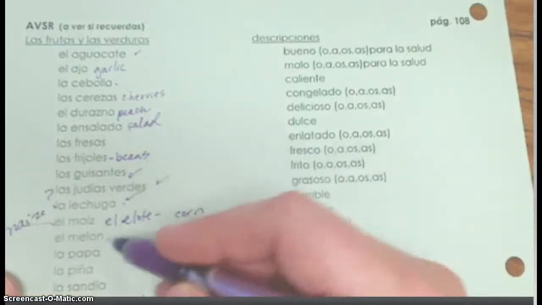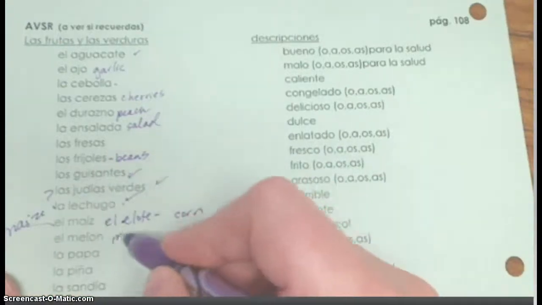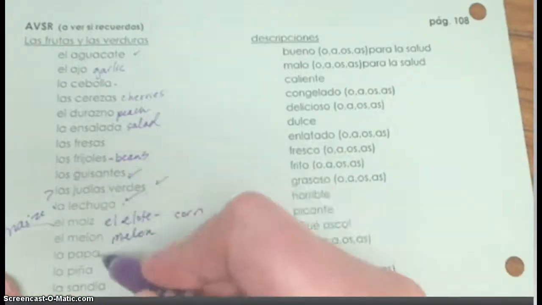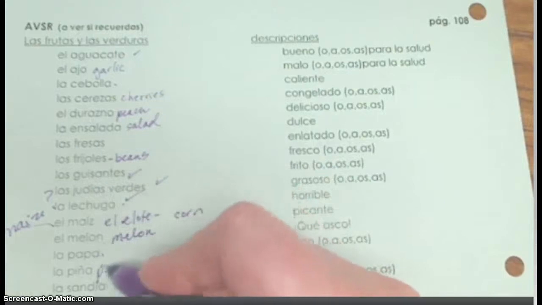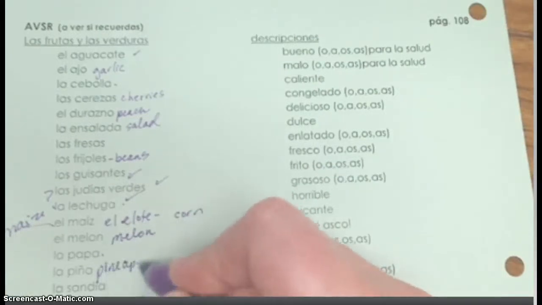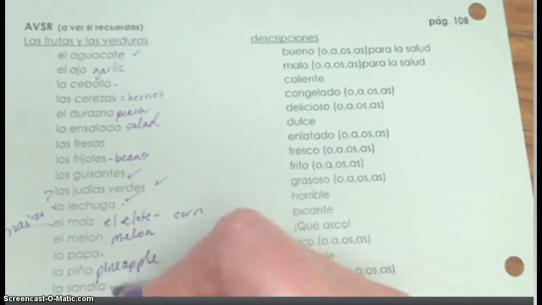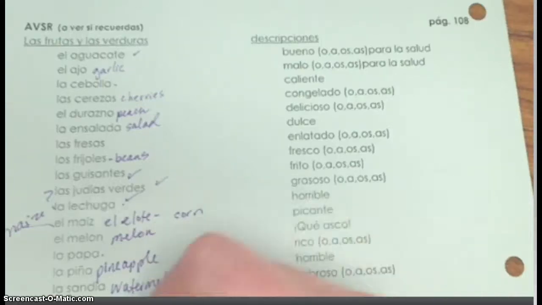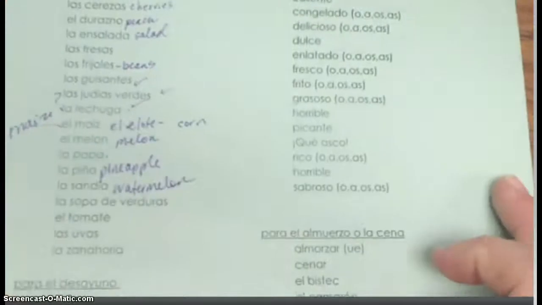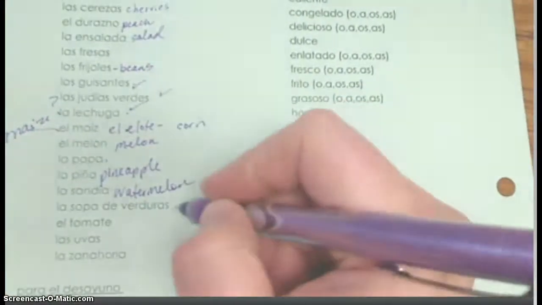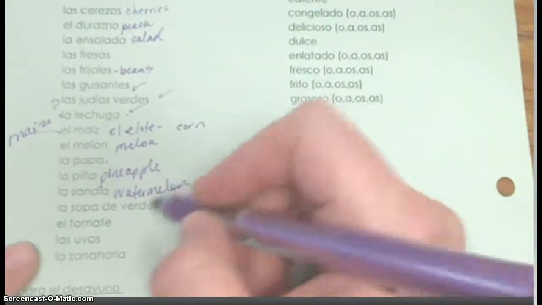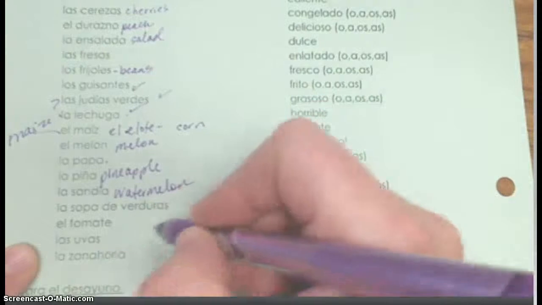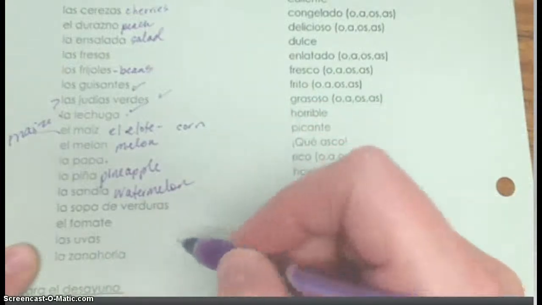Okay. El melón is melon. La papa, potato. La piña, pineapple. La sandía is watermelon. La sopa de verduras is vegetable soup. You should know that from last year. Tomate, same thing last year. Uvas, grapes, last year. Zanahoria is carrot from last year as well.